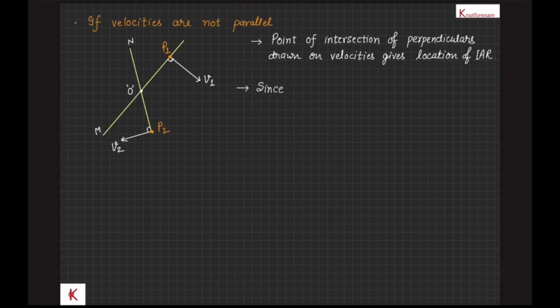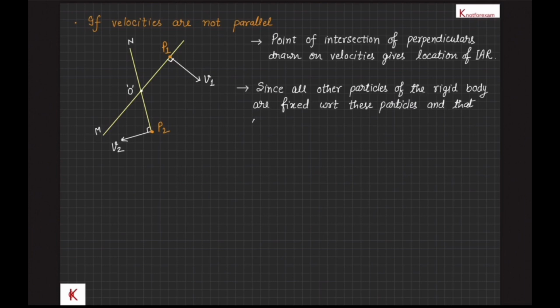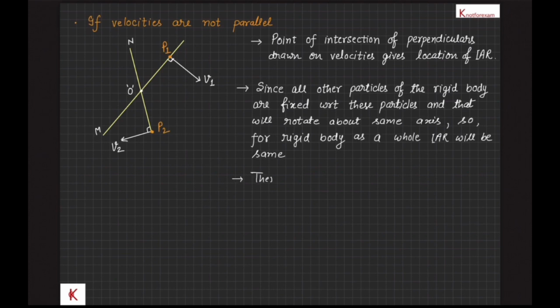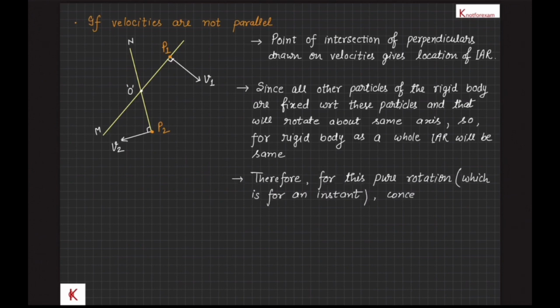Till now we have considered only 2 points, but all other particles of the rigid body are fixed with respect to these particles, and these particles will also rotate about same axis, and so for the rigid body as a whole, instantaneous axis of rotation will be same. Therefore for this pure rotation, which is for an instant, concepts of pure rotation can be used for an instant.